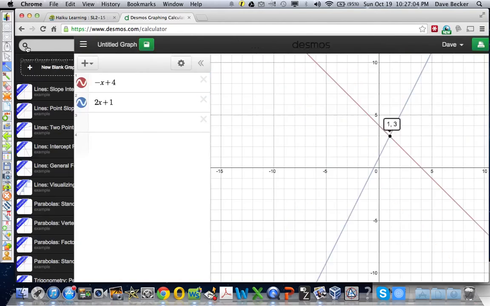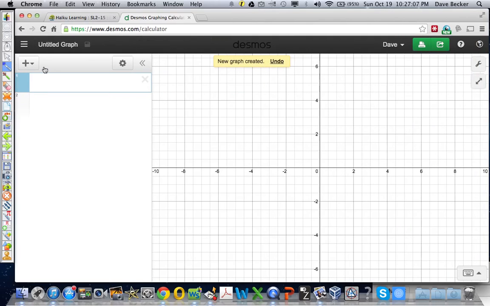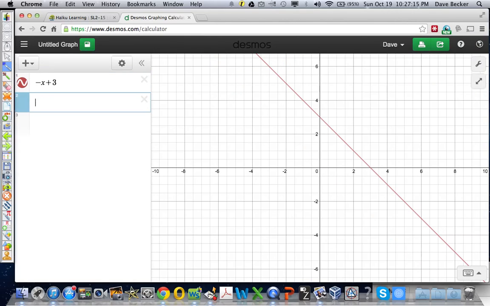So let's see. I'm going to go here. I need a new blank graph. There we go. So my two equations were negative x plus 3, and then negative x minus 2. And if you look, these lines are parallel. They are never going to intersect. So we would just say that there is no solution. You can also tell because they have the same slope. When you solve for y, they have the same slope, which means they are parallel.